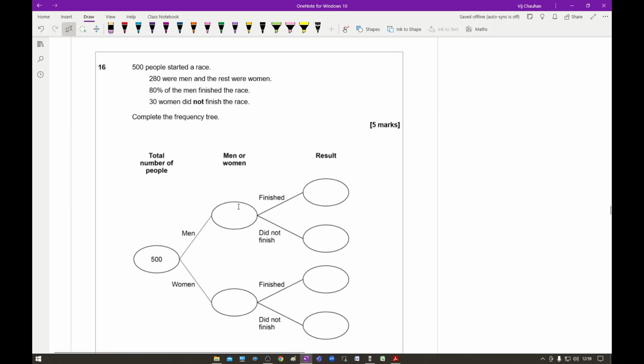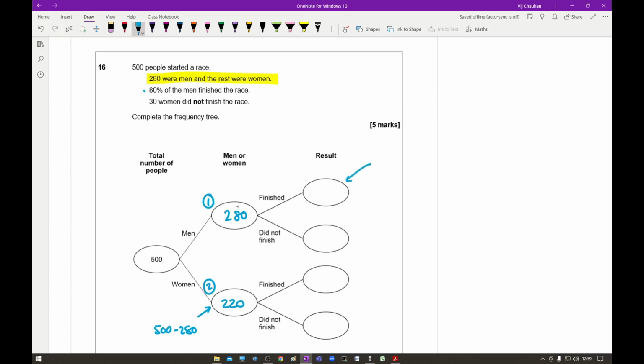So here, let's work out what we know. Now, usually the order in which they give you the information is often the order in which you can fill in your frequency tree. So the first bit of information tells us that there are 280 men and the rest were women. So here, the number of men is going to be 280. And if there's a total of 500, then to work out this one, let me just write down what step I'm doing each time. This one here is going to be 500 minus 280, which is 220. Now, using the second bit of information, it says that 80% of the men finished the race.